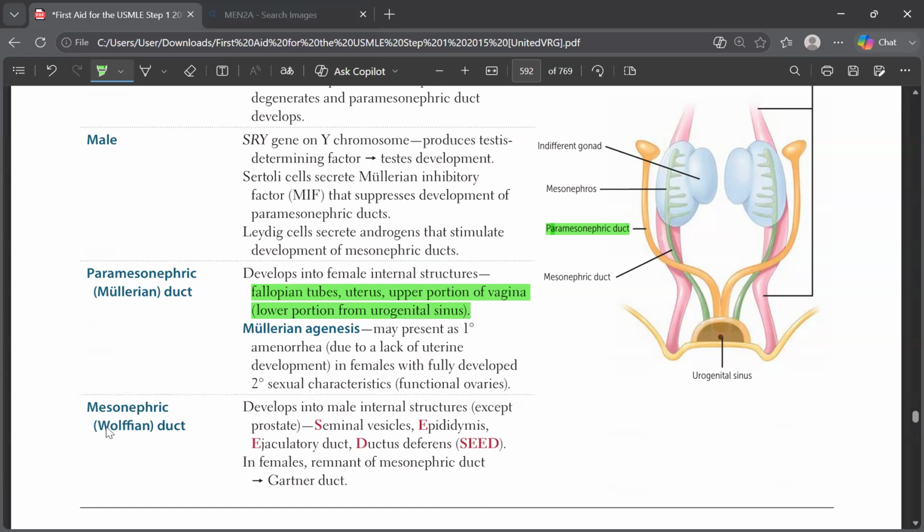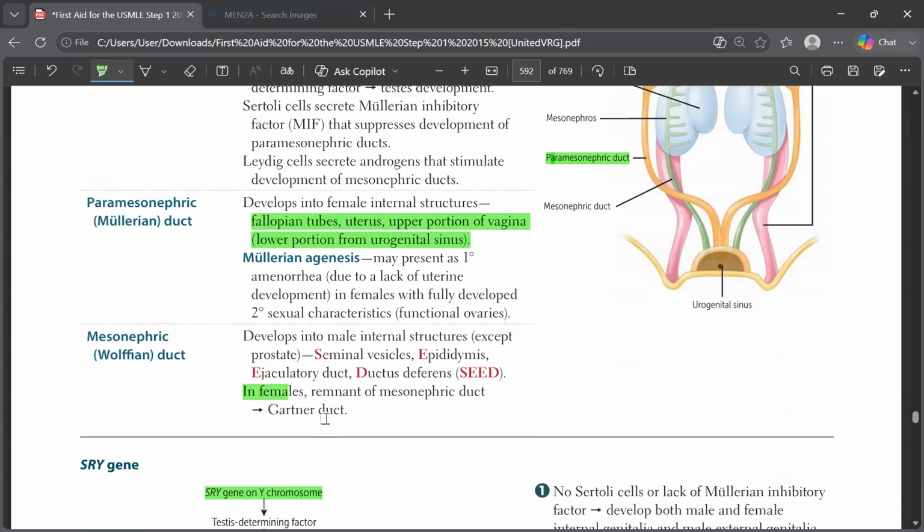But the female secondary sexual characteristics will develop because the ovaries have no anomaly. So, moving on to the mesonephric or Wolffian duct, it develops into male internal structures except the prostate, and they can be remembered from the mnemonic SEED, which stands for seminal vesicles, epididymis, ejaculatory duct, and ductus deferens. In females, the remnant of the mesonephric duct forms the Gartner duct. So the mesonephric duct obliterates in the female and forms the Gartner duct.